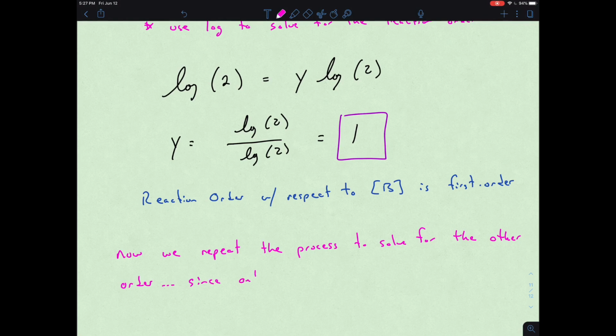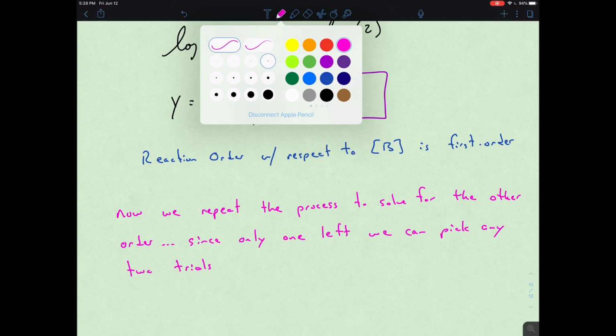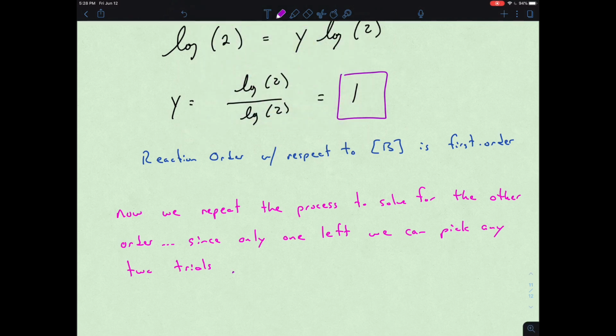Since there's only one left, we can pick any 2 trials. So in this case, I picked trial 2 and trial 1.